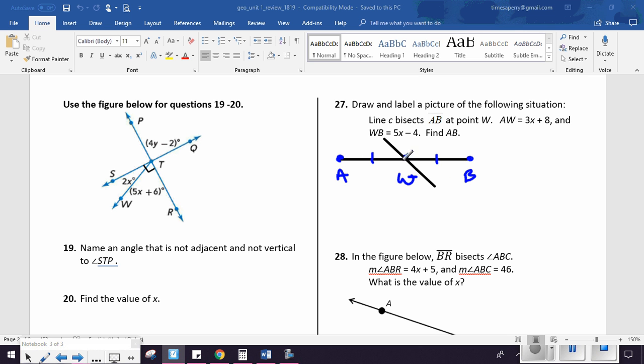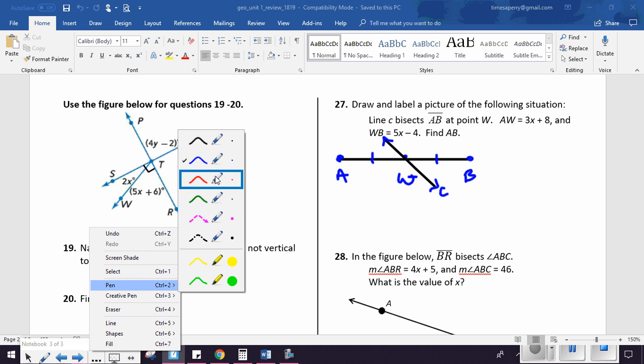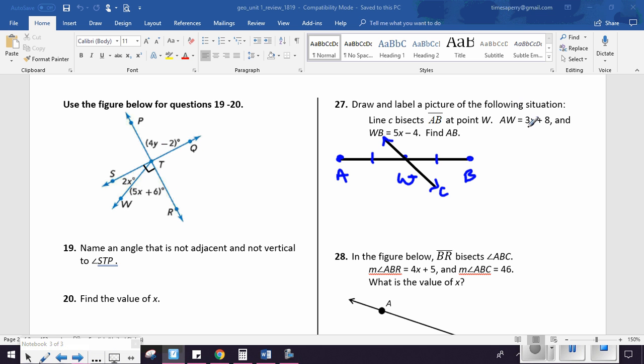That's how crucial that word bisect is. It doesn't just cross it, it crosses at the midpoint. So again, bisect means cross at the midpoint, cut it into two equal parts. So now let's label based on the given information. It says AW is 3x plus 8, so from here to here. Then it says WB is 5x minus 4. It wants us to find AB.